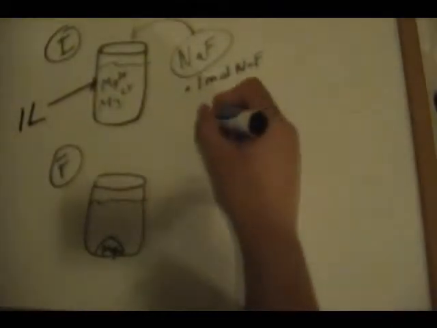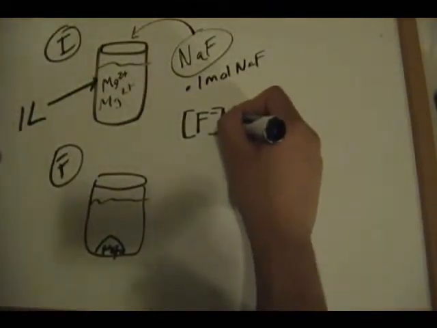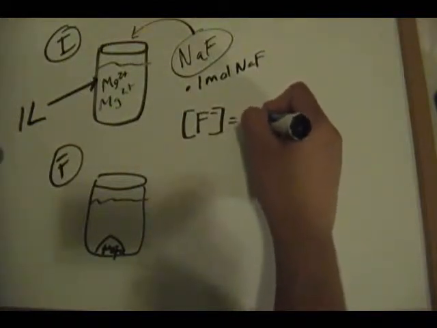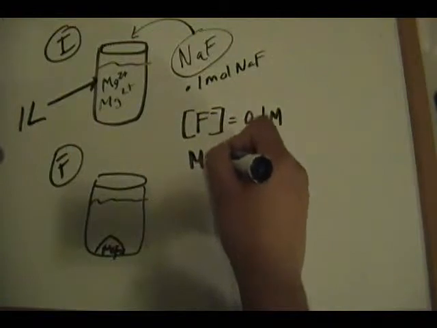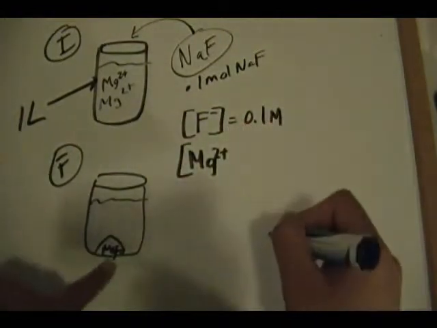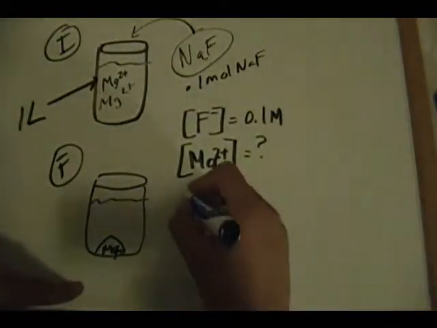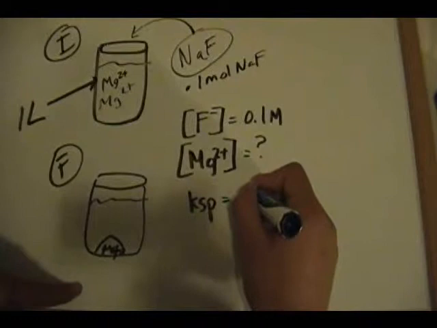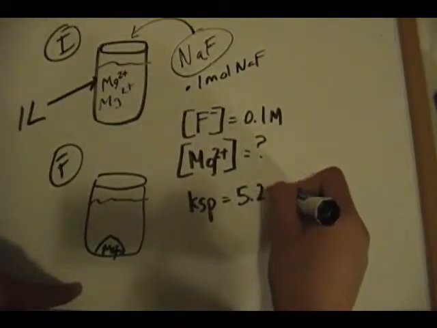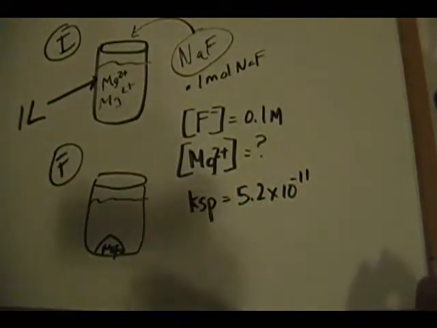Here are the things we know. We know the concentration of fluorine, and that's equal to 0.1 molar. We're trying to figure out the concentration of magnesium 2 plus, which causes precipitation to occur. That's the question we're trying to answer, and we know the KSP. We should always know the KSP: 5.2 times 10 to the negative 11.